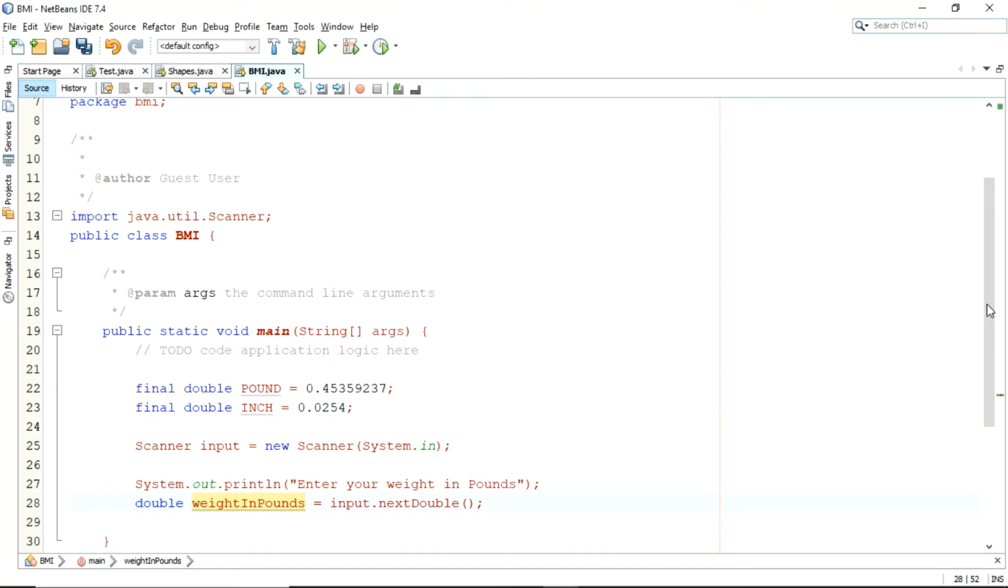Okay, so we're going to do the same for the second value, which should be in inches. So you're going to say System.out.println and then we can say "Enter your height in inches."